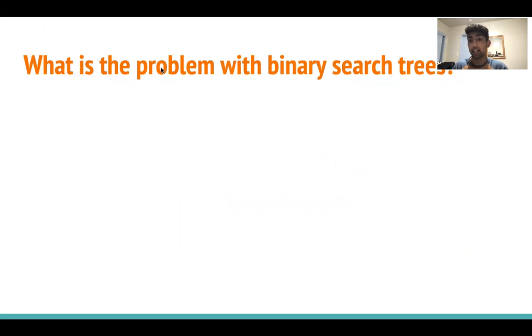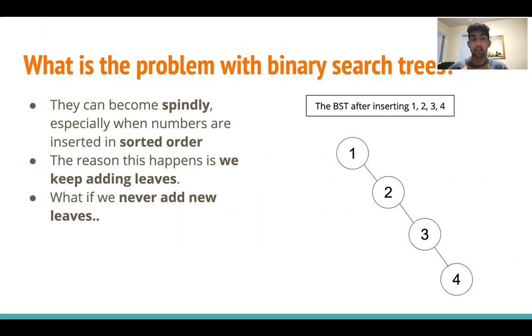I want to start with talking about what's the problem with binary search trees. The problem is that they can become spindly, especially when numbers are inserted in sorted order. As a quick example, after inserting the numbers 1, 2, 3, 4, we have something like a linked list where all of the elements are going to the right. This is a problem because in a BST or any tree for that matter, it's helpful if the tree is very bushy and balanced, right?